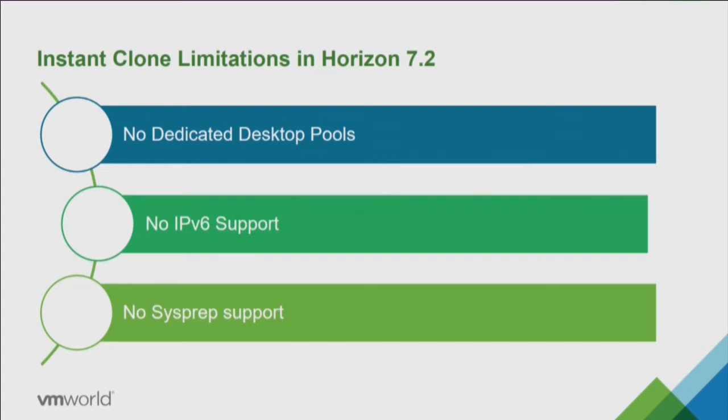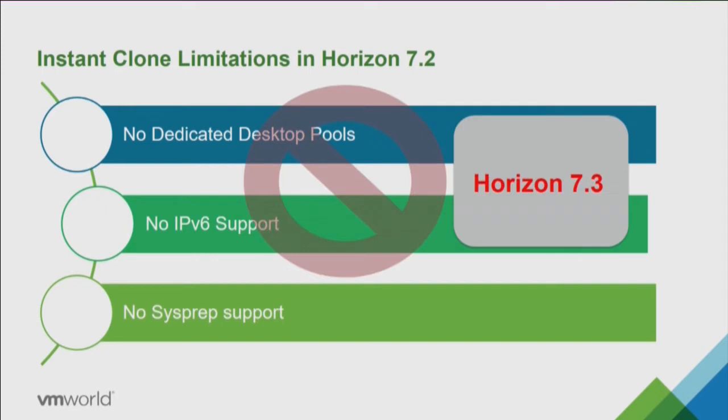And I'll just call out the sysprep support and say, that's me talking about a corner case. Sysprep really has become something that's not necessarily necessary. It doesn't matter. SIDs don't matter in most things. And when we ship Horizon 7.3 in a few weeks, we'll have dedicated desktop pools and we'll have IPv6 support. So we're really closing the gap there.